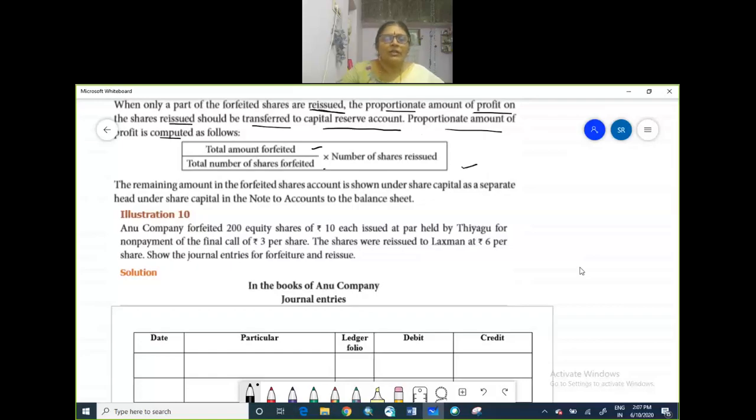The remaining amount in the forfeited shares account is shown under share capital as a separate head, in the notes to accounts to the balance sheet.